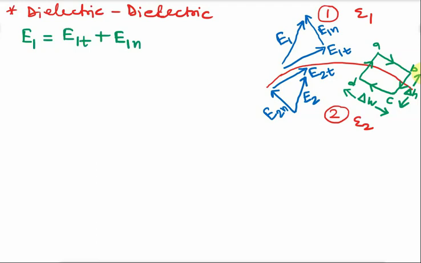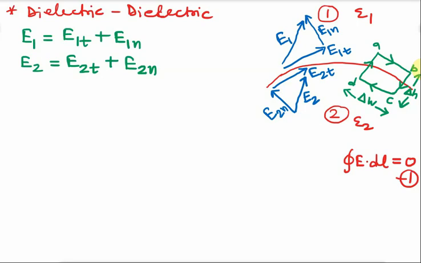Okay, similarly the second electric field has been decomposed, and this one is your E2T plus this E2N. Now if we apply our equation 1 to the closed path ABCDA, so what was your first equation? Let me write here. The equation 1 was this: the closed integral of E dot dl equals 0. So this was your first equation.